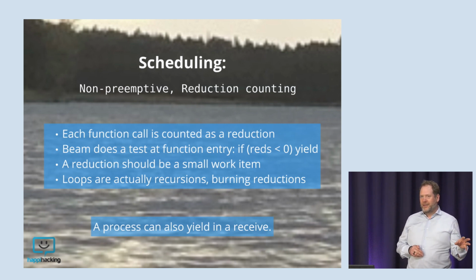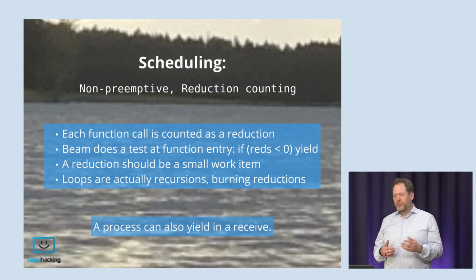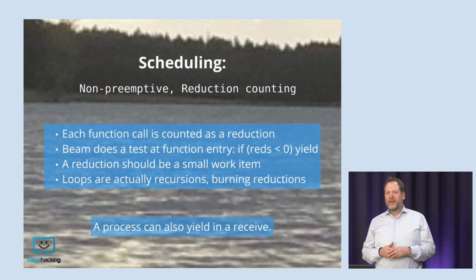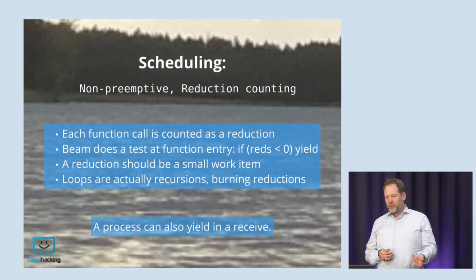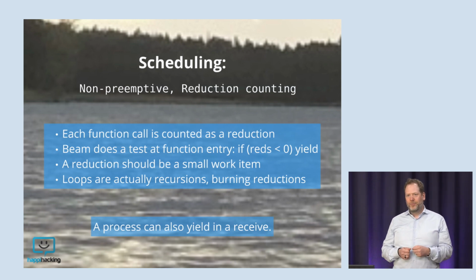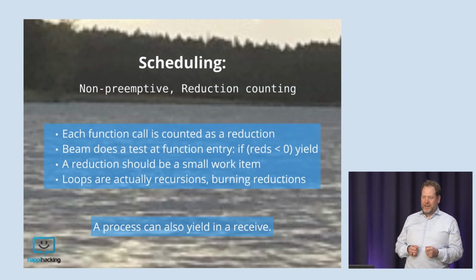And since Erlang doesn't have any loops, the only thing you can do is to do function calls and build loops by tail recursion or just ordinary recursion. Then any loop will also burn reductions by being a function call. If a process wants to receive a message, and there's no message in the mailbox that matches the message you're looking for, the process will also yield.